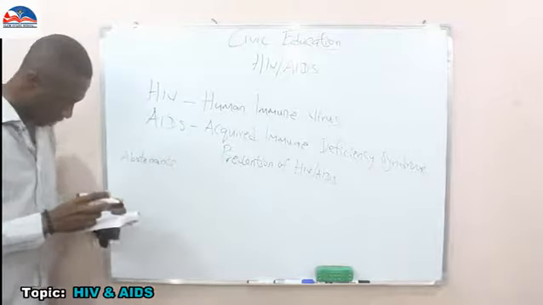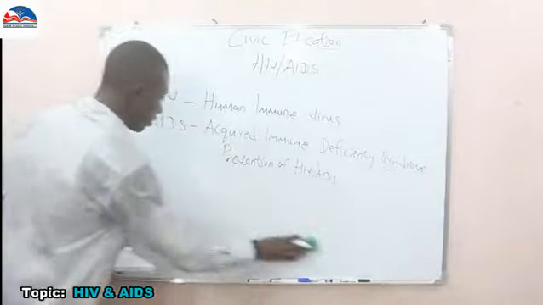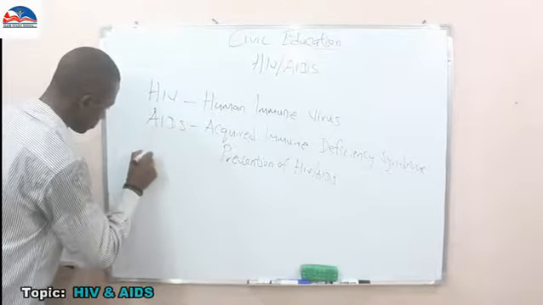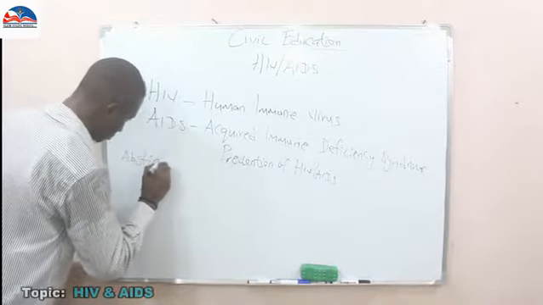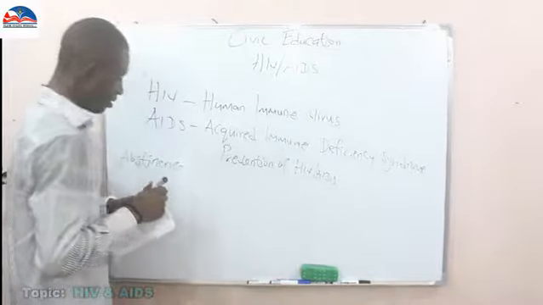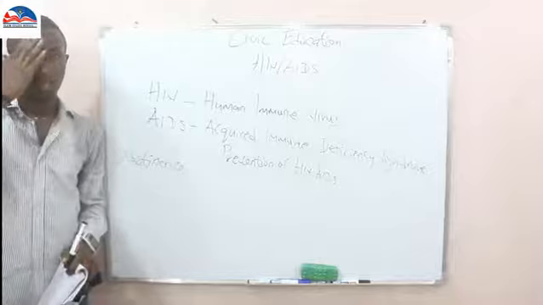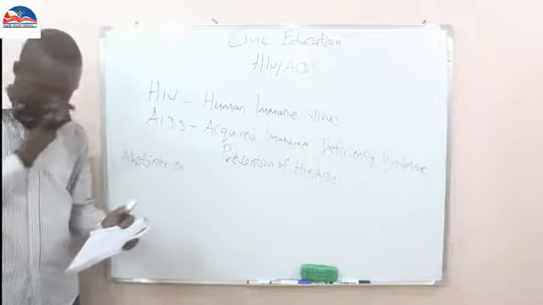Abstinence is one way one can prevent HIV/AIDS. What this means is one should abstain from sexual intercourse. If you abstain from sexual intercourse, there is no way you can get HIV/AIDS.